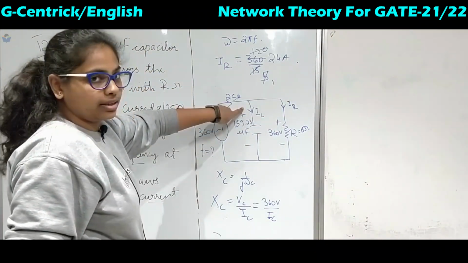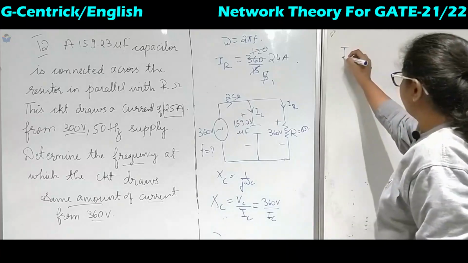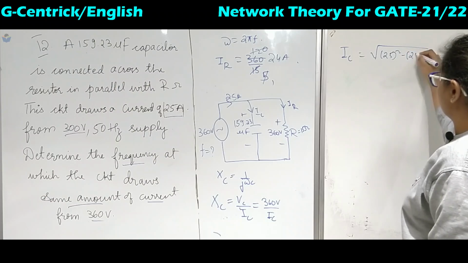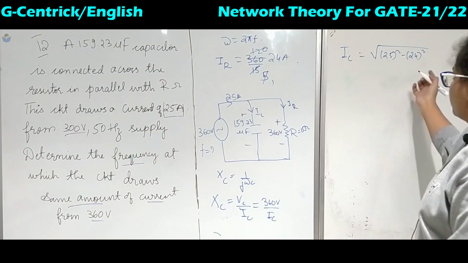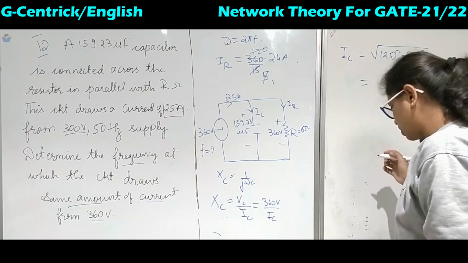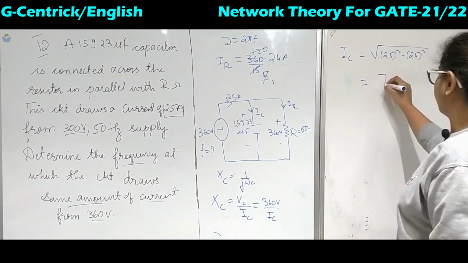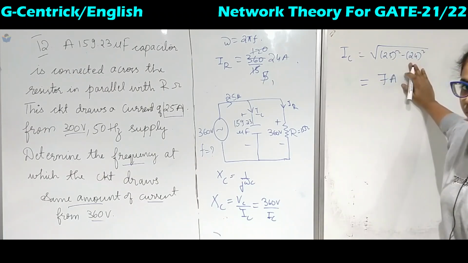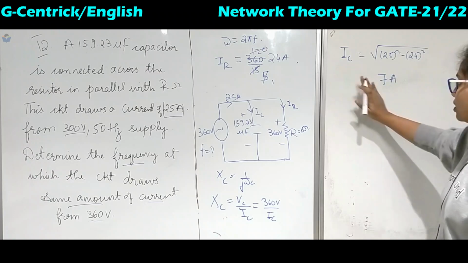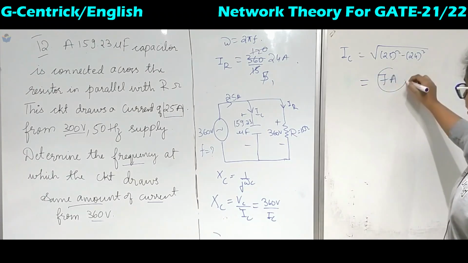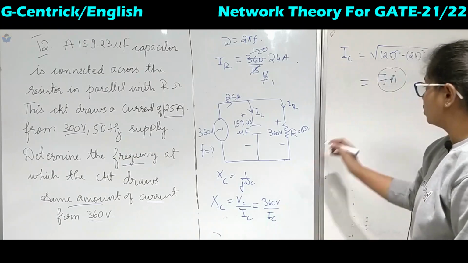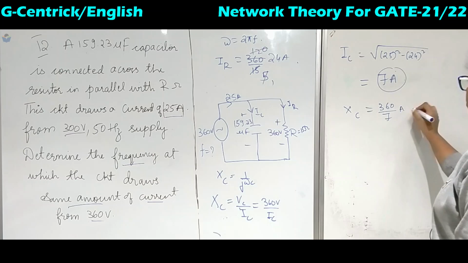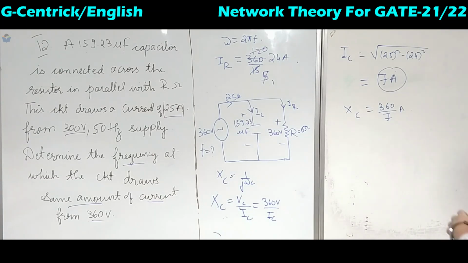So we can find IC from this one. What is IC? Again, the square root of 25 squared minus 24 squared. So it comes out to be 625 minus 576. When you solve this, you will get the answer as 7 amperes. Now we got the IC value, substitute in this equation. So we will get XC as 360 upon 7 amperes. So we know XC now.